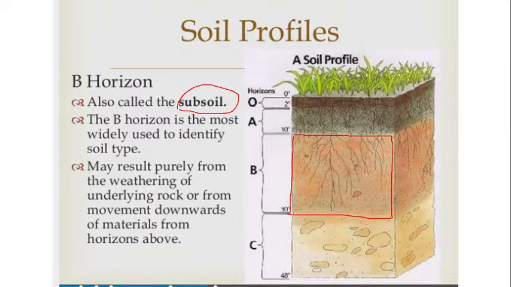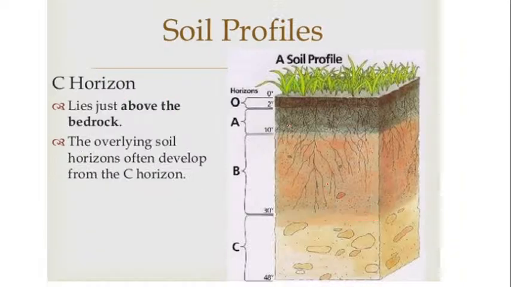So organic horizon, topsoil, subsoil. Plant roots reach the subsoil, because water is present there, so plant roots are present in the subsoil region. Now, next is the C horizon. The last one, not next, is the C horizon, and the C horizon lies just above the bedrock. The bedrock in the C horizon and the overlying soil horizon are developed from the C horizon. The C horizon is where the B horizon soil forms. So that is the C horizon.